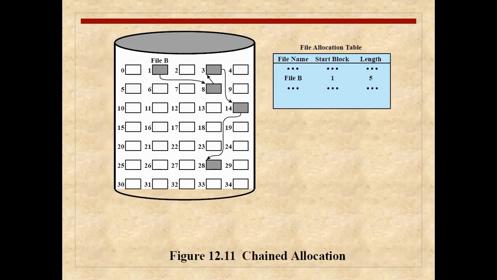Next one is chained allocation. In chained allocation, this is your file allocation table: file name, start block, and the length. Again, similar to contiguous allocation. File name you will provide, then starting address you will provide, and length you will provide. But here, what is the difference? File B is starting from 1 and length is 5. But those 5 blocks may not be contiguous. Those will be connected with the help of some chain.